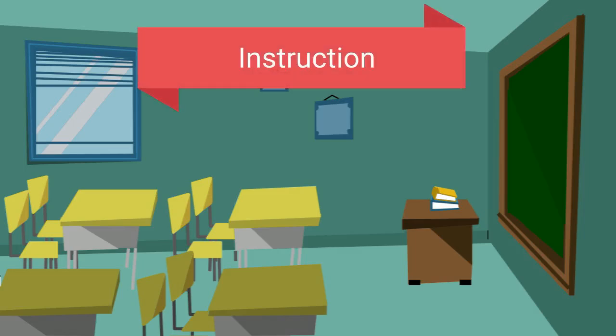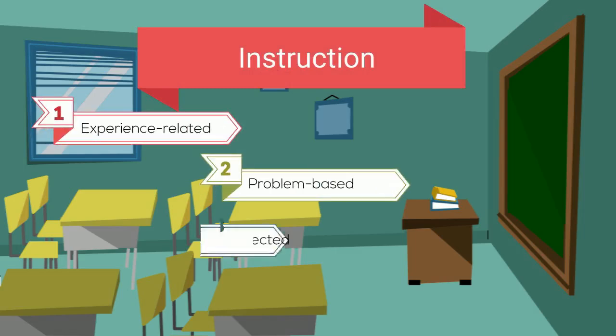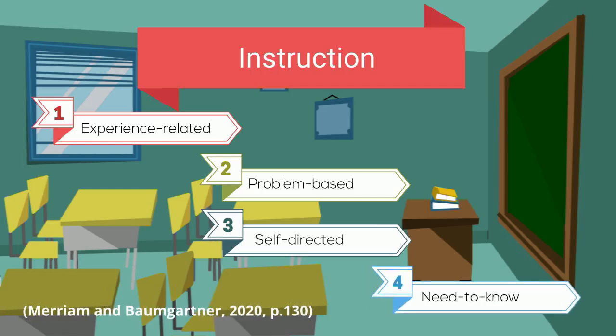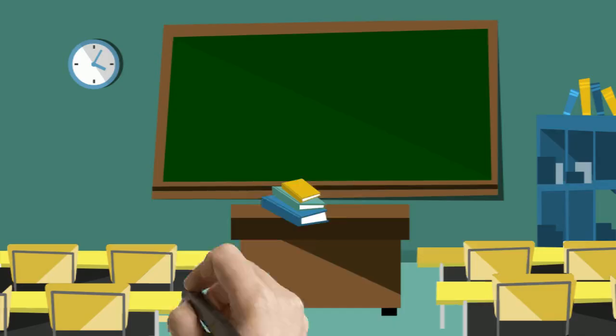In order for learners to be successful with both the traditional and online models of learning, instruction must be related to the experiences of the learners, problem-based, self-directed, and address the learner's need to know. In a traditional setting, this may look like a Socratic seminar based on a current event or social problem. In an online setting, this may be a discussion forum prompted by the instructor requesting research and reflection, including self-reflection on a specific topic and the requirement of a peer response.